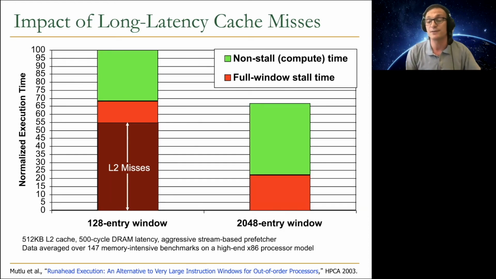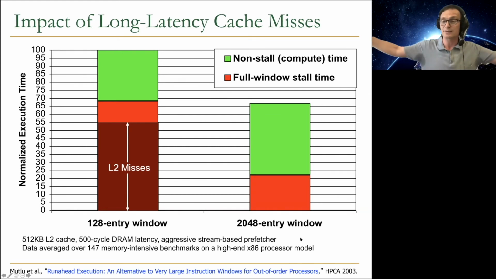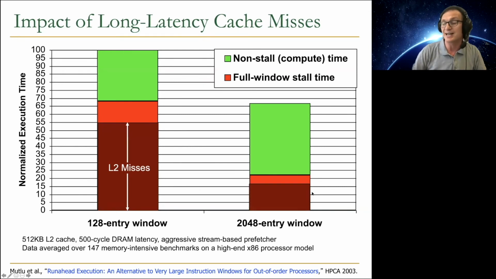In contrast, if you could build a very large machine, a 2048-entry instruction window machine, you would reduce the stall time significantly, as you can see. And L2 misses will still be responsible for some stalls, but not as much. So you would actually improve performance significantly if you could build a very large instruction window machine. And that's the goal that people had at the time.